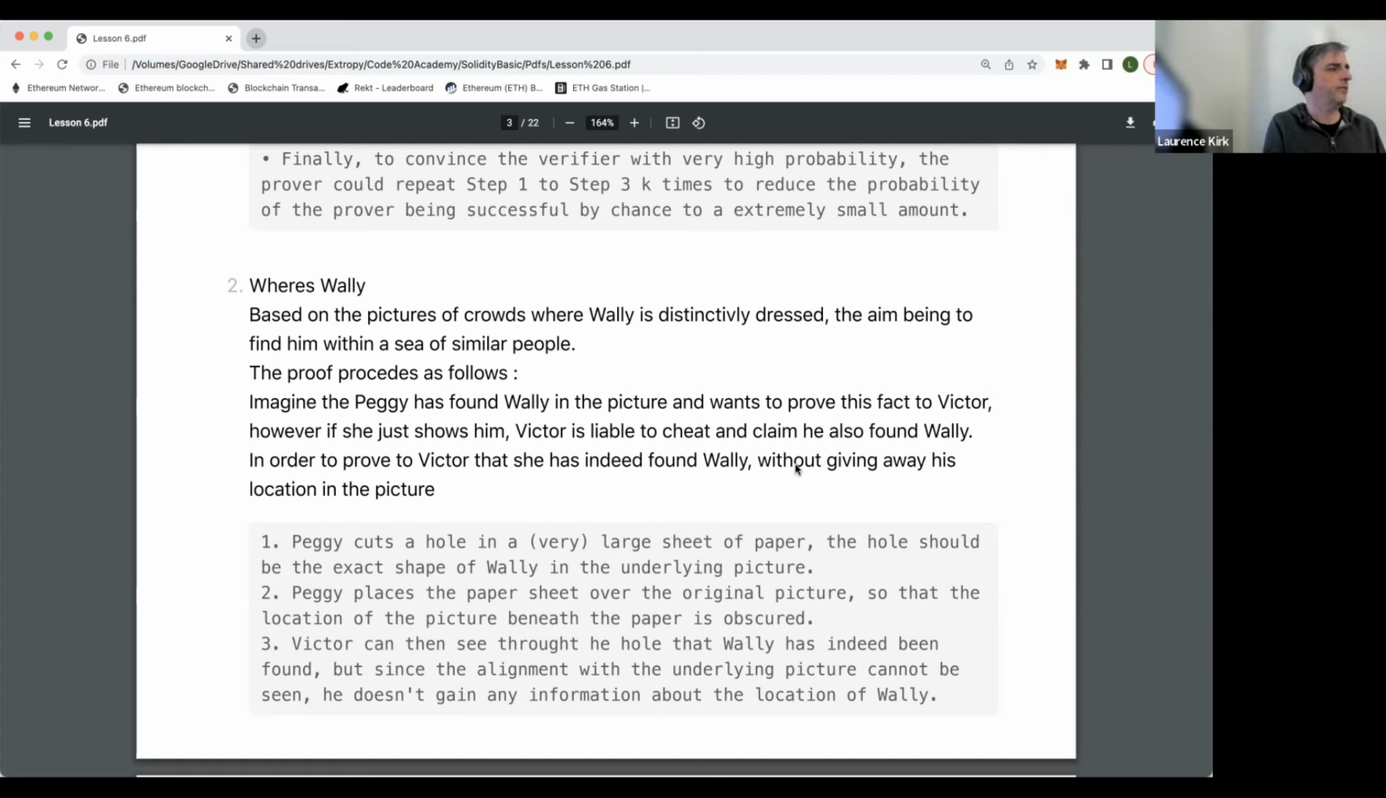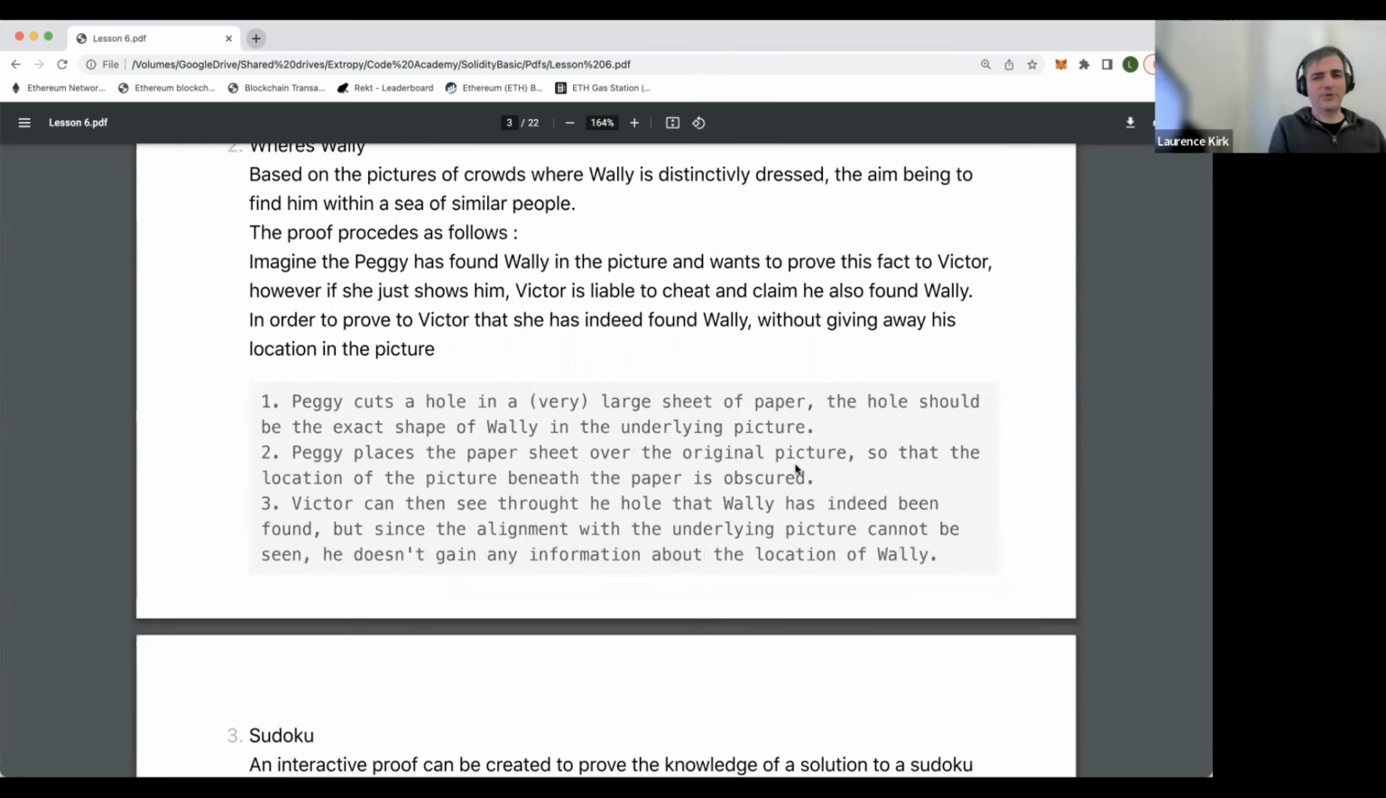But maybe she thinks that if she points out Wally, then Victor is also going to say that, yes, he knew that Wally was there all along, when indeed he didn't. So Peggy would want to be able to prove that she can find Wally without Victor finding out where Wally is. And a way to do that, this is a very physical zero knowledge proof, is that you take a very large piece of paper, you cut a hole in it in the shape of Wally, you then position the book underneath this piece of paper, but in such a way that Victor cannot see where the book is in relation to the paper. And then you make sure that the hole displays Wally in the picture.